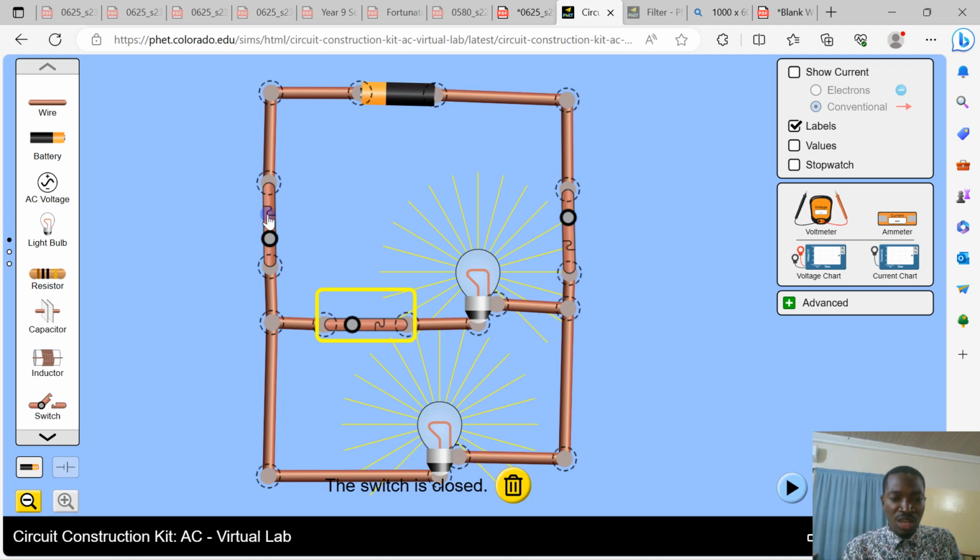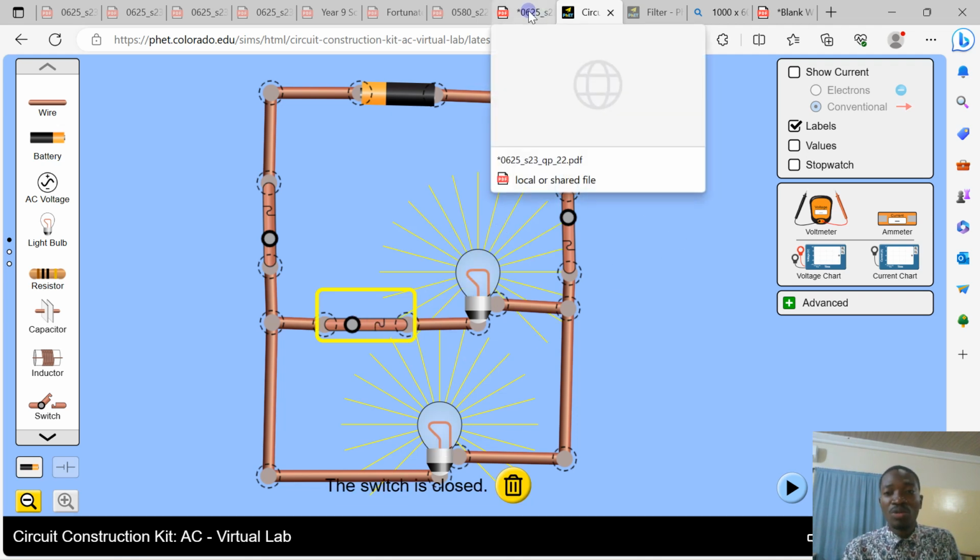If any of these switches is open, no current will flow. If you open this one and close this one, no current will flow. Both must be closed. This one also has to be closed. If you open this one, no current will flow here. You have to close all the switches so that current can flow through both lamps.